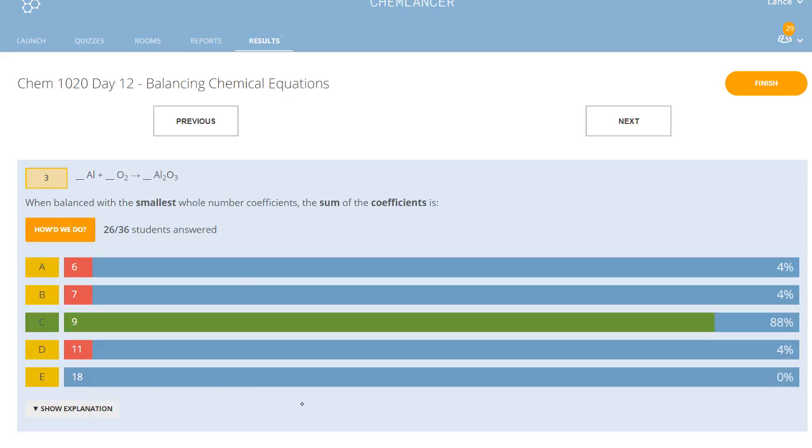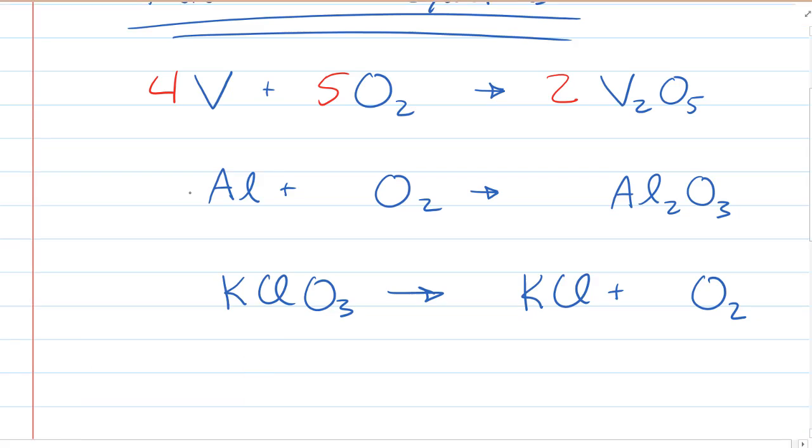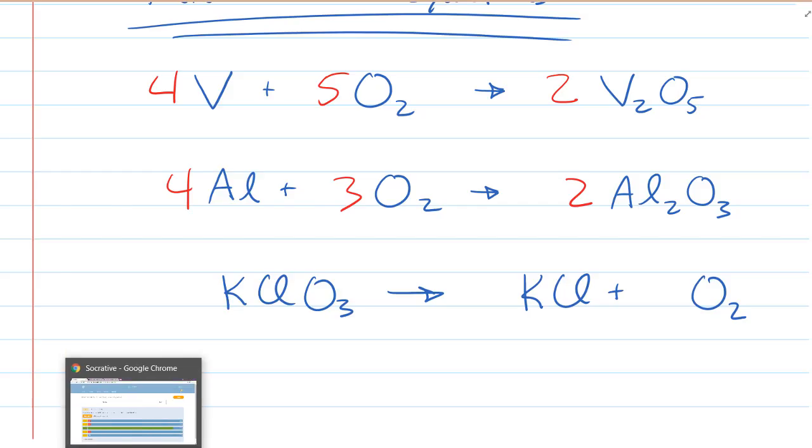Correct answer is 9. Very good. And it's 9 because the coefficient on aluminum is 4. For oxygen it is 3. And for the aluminum oxide it is 2. 4, 3, and 2 sum to give us 9. And then the last one.